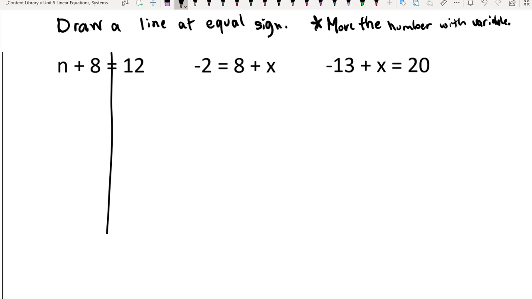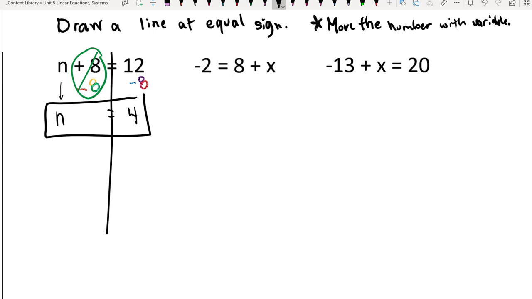Notice that with my variable, I have an add 8. Now to determine what the value of this variable n is, I'm going to use the inverse operation of add, which is to subtract. I subtract 8 from both sides. Got to do it to both sides to keep that equation balanced. Now when I do this, a positive 8 and a negative 8 together makes 0. Bring down my n, I just keep it in its own lane. And 12 minus 8 is 4. So my missing unknown variable's value is 4.